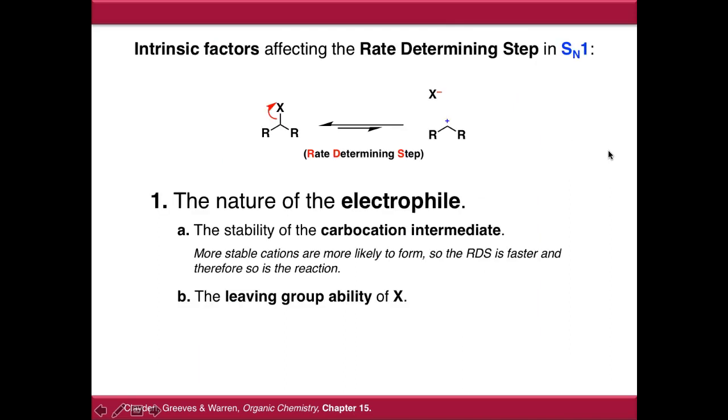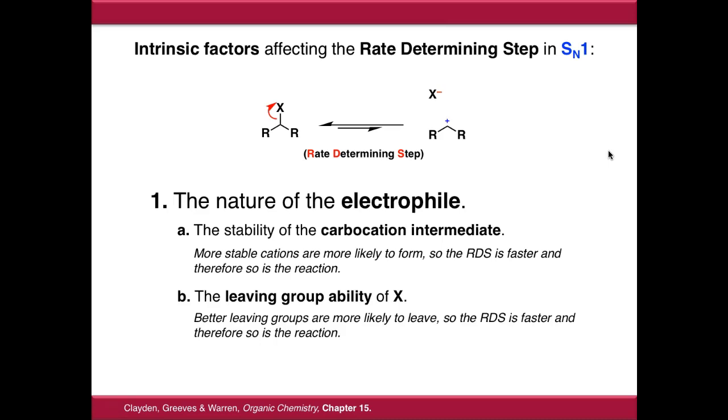Okay, so now we can answer our second question, the leaving group ability of X. Better leaving groups are more likely to leave, so the rate determining step is faster. And again, that makes the reaction faster.